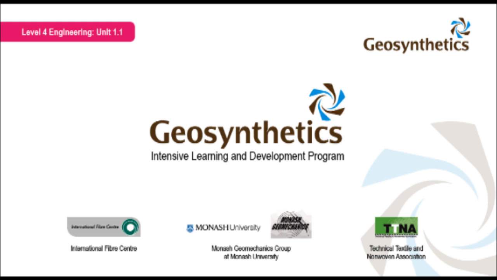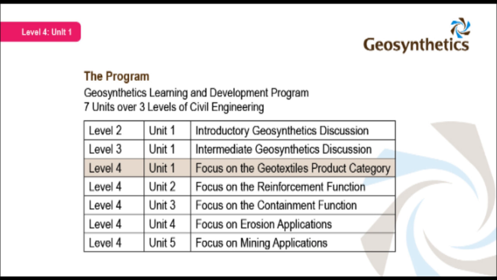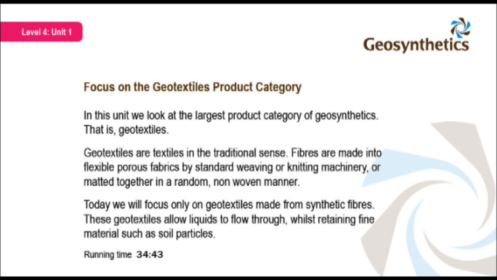This program was funded by the International Fibre Centre and developed by Monash Geomechanics Group at Monash University in conjunction with the Technical Textiles and Non-Wovens Association. The program consists of 7 mini-lectures over 3 years of the engineering course, from 2nd to 4th year. It moves from an introductory discussion through an intermediate stage in 3rd year, before focusing during 4th year on some common functions and applications. This unit is aimed at final year civil engineering students.